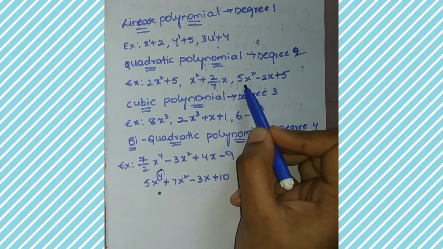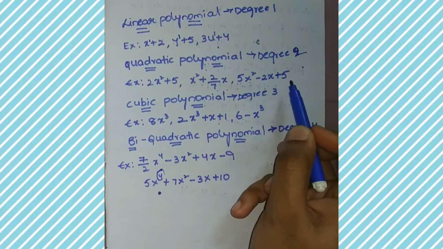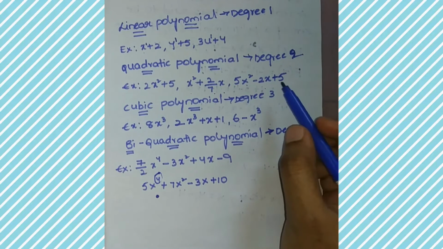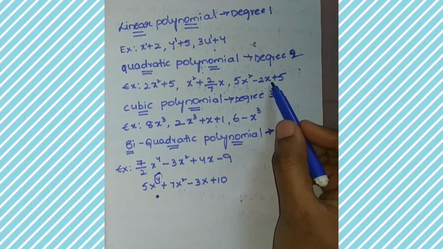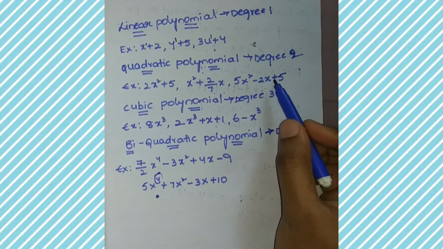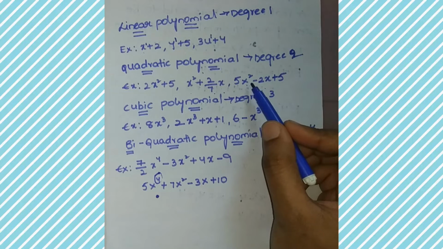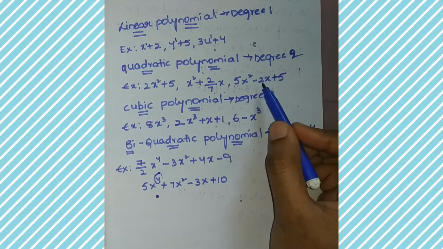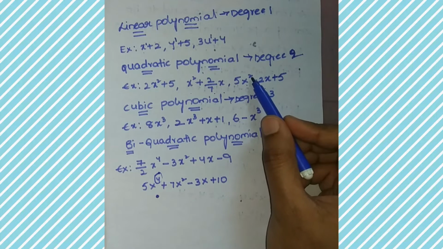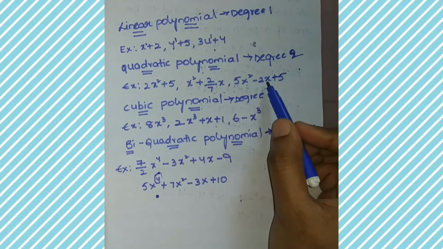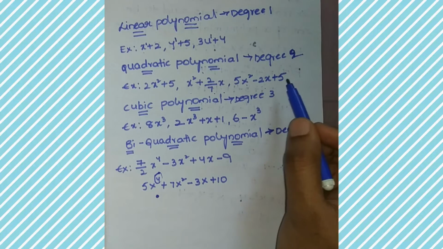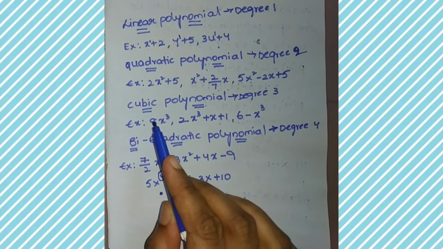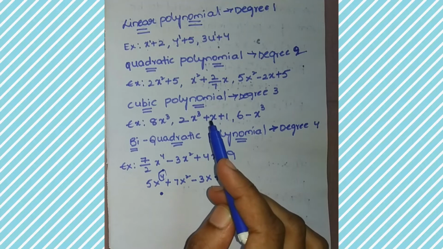Another example, 5x square minus 2x plus 5. Here x square is having power 2 and x is having power 1. Okay, so what is degree? It is nothing but the highest power. So the highest power is 2. So the degree will be equal to 2. So 5x square minus 2x plus 5 is nothing but a quadratic polynomial. Now the next type is cubic polynomial. What is a cubic polynomial?